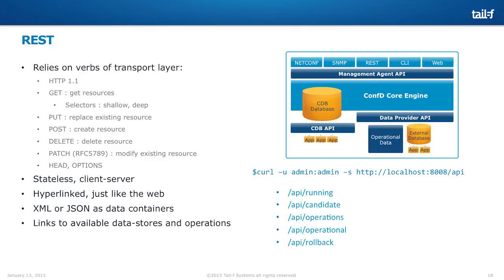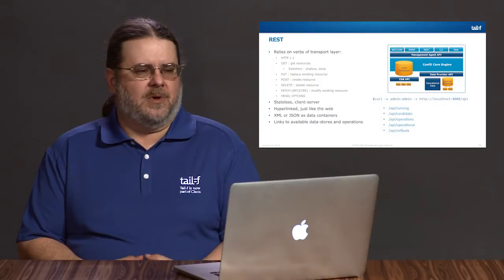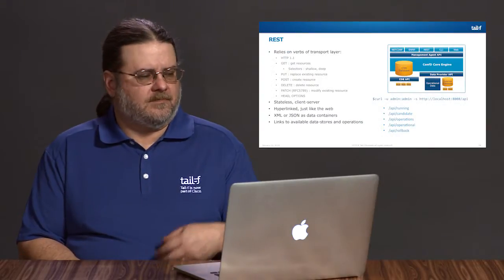The REST interface of ConfD supports XML or JSON implementation, and essentially the URIs that you work back and forth with provide links to available data stores and operations. You can query, walk down the tree, find resources that are available, and interact with them as necessary.